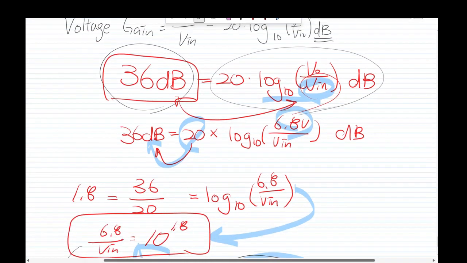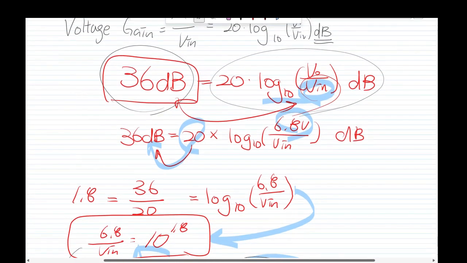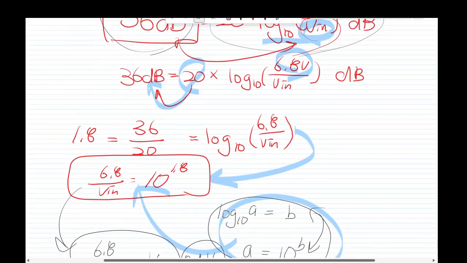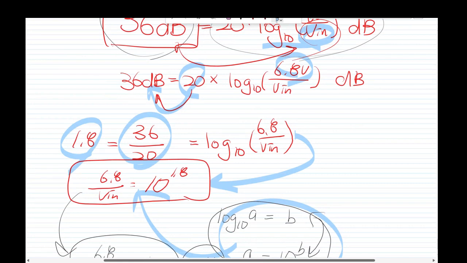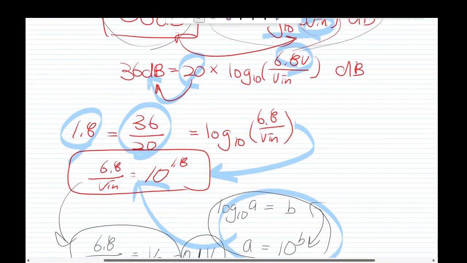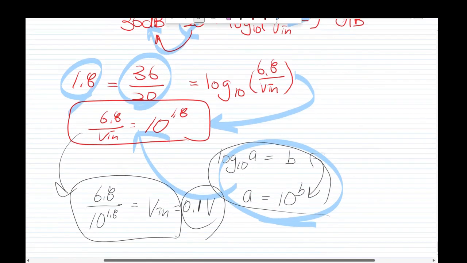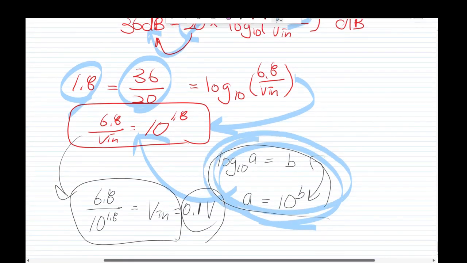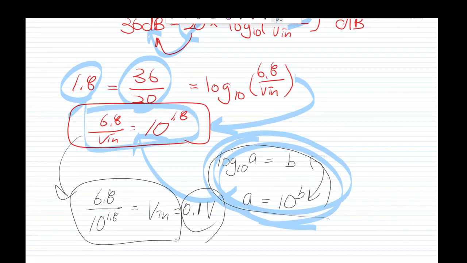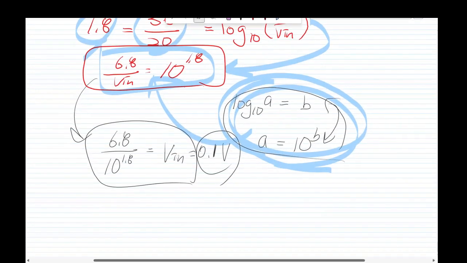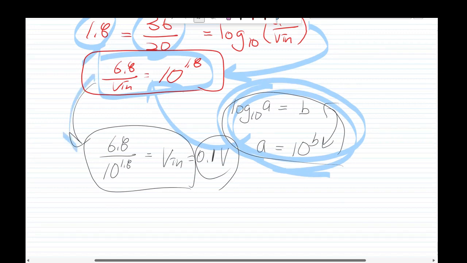And then to find the V sub in, we have to move from the right side to the left side the 20. 36 divided by 20, that is 1.8. And then by using the equation like this one, we can make 6.8 divided by V sub in is equal to 10 to 1.8. So finally, the V sub in is 6.8 divided by 10 to 1.8. That's it.